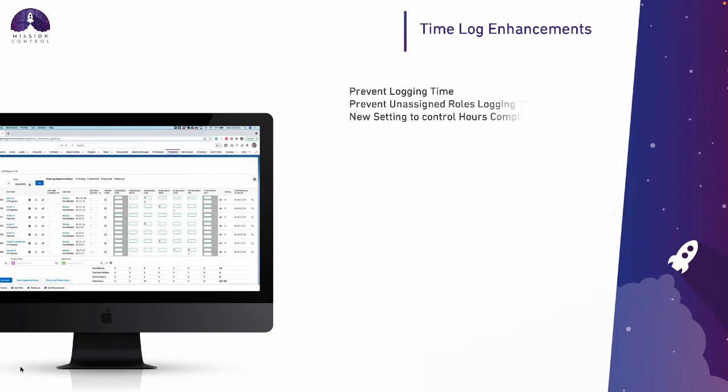Time log enhancements, just added in a couple of settings that allow you to prevent time logs from being submitted against a project. We've also added in another setting that allows you to prevent people who are not assigned as either action owners or checklist item owners or contributors on that project. And then we've added in a third setting that allows you to control how and when hours are rolled up from the time log to the hours completed field on the action. So again, we'll get into the detail of that as we go through.